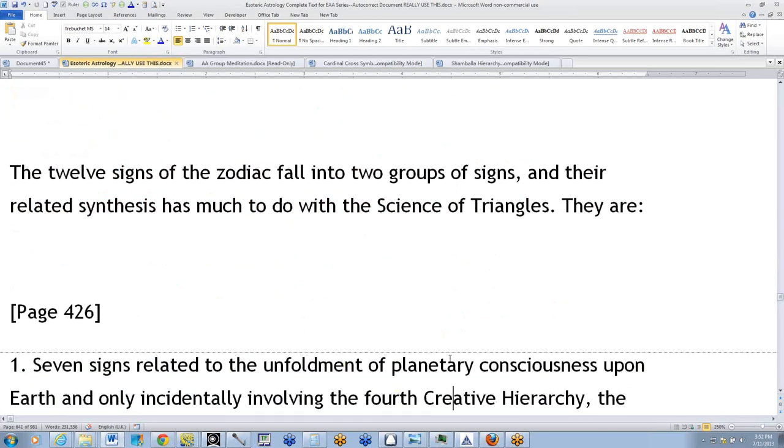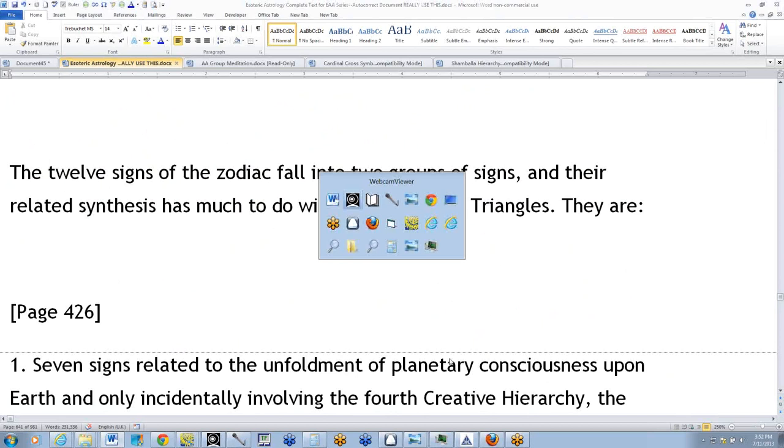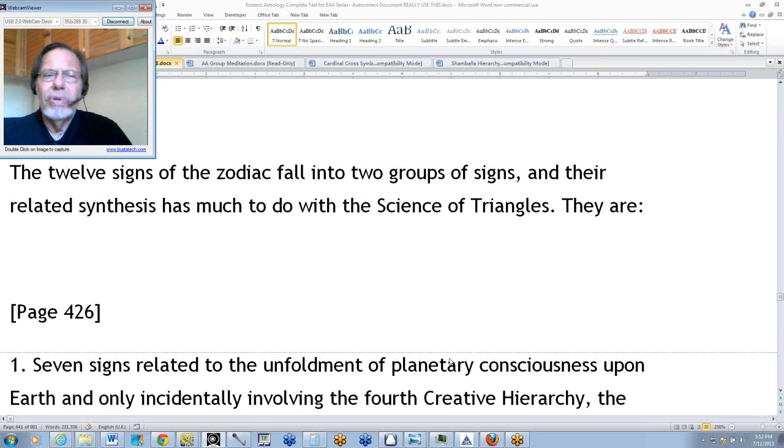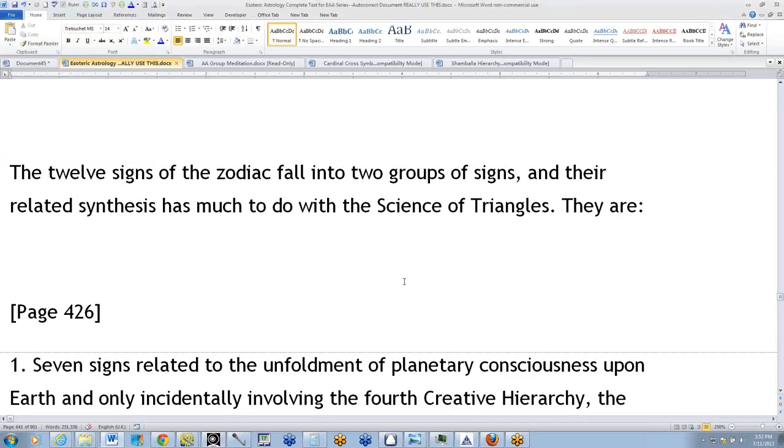The twelve signs of the zodiac fall into two groups of signs, and their related synthesis has much to do with the signs of triangles. This is interesting because, as I've said, there are different qualities of human beings, of course. There are different levels of evolution of the planetary logoi. And why should there not be different levels of evolution of the solar logoi and of the constellational logoi, such as the zodiacal lords? Let's see if their evolutionary status has anything to do with what is being stated here.